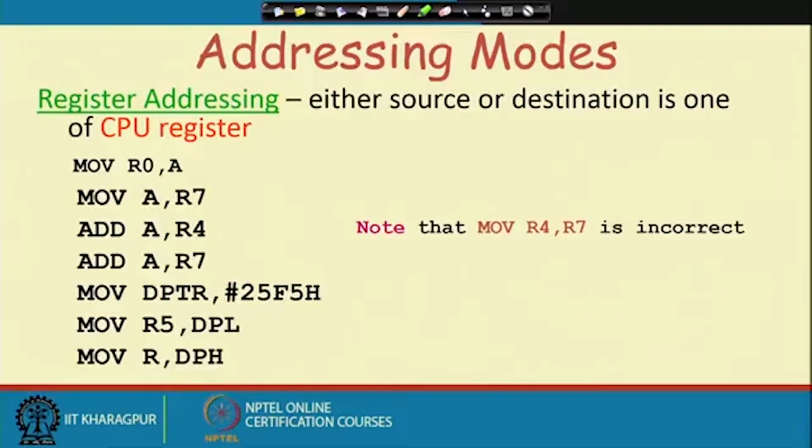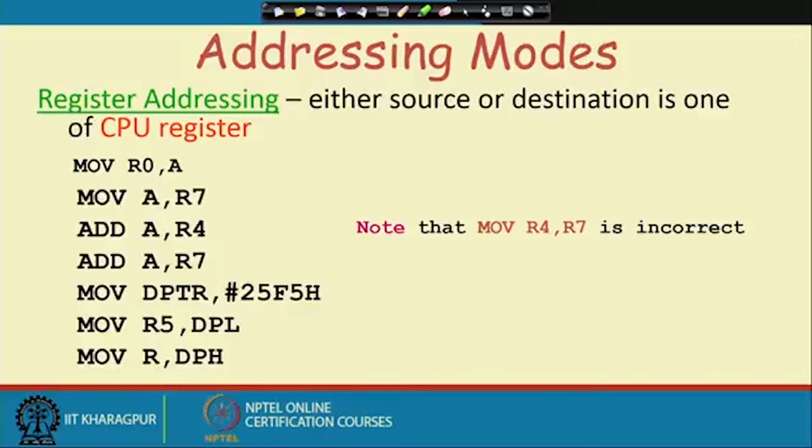The other addressing mode is register addressing, where the source or destination is one of the CPU registers. A typical example is MOV R0, A, where R0 gets the content of A. Then MOV A, R7, where A gets the content of R7, and MOV A, R4. Like that, we can make one of the operands a CPU register.